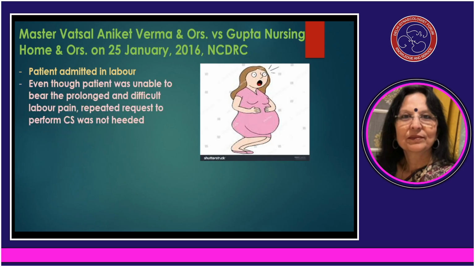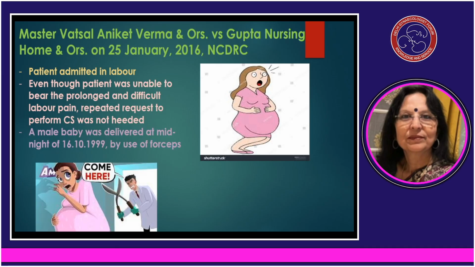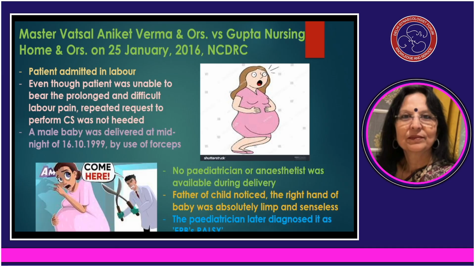Even though the patient was unable to bear the prolonged and difficult labor pains, she said that she asked for a cesarean, but the request was not heeded. And a male baby was delivered with forceps. No pediatrician or anesthetist was available. And the father of the child noticed that the right hand of the baby was absolutely limp and senseless. And the pediatrician later diagnosed it as Erb's palsy.